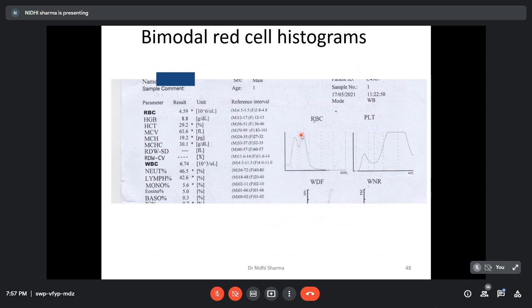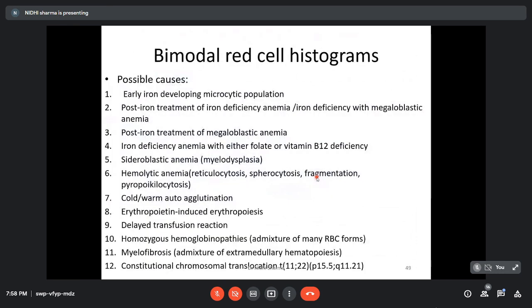There could be many conditions which could cause such a bimodal histogram. Consider a case of pure iron deficiency anemia. Now we have started him on treatment, and some of the RBCs are now moving towards normocytes, but there are still some which are microcytic. This is the most common picture that you would see in iron deficiency anemia on treatment. Or you consider that this is post iron treatment, now moving towards developing megaloblastic anemia, not fully fledged yet, but you are getting that second peak there.